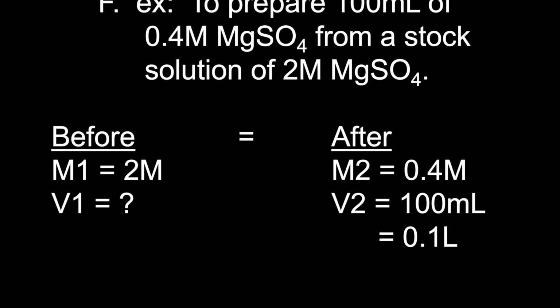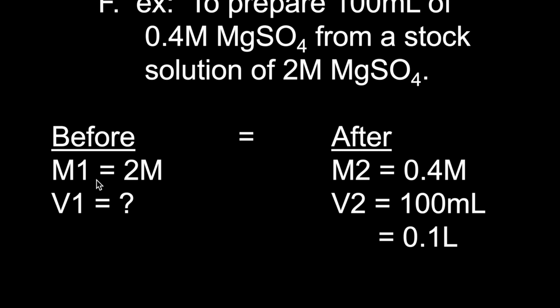So here's a little example. To prepare 100 milliliters of a 0.4 molar magnesium sulfate from a stock solution of 2 molar magnesium sulfate. One thing I would recommend doing, whenever you're doing this, is set this up as before and after the dilution. So you have your M1, your V1, your M2, your V2, or you might have C1, V1, C2, V2. It doesn't matter which one you pick here.